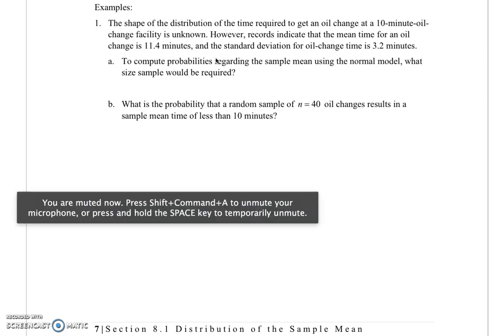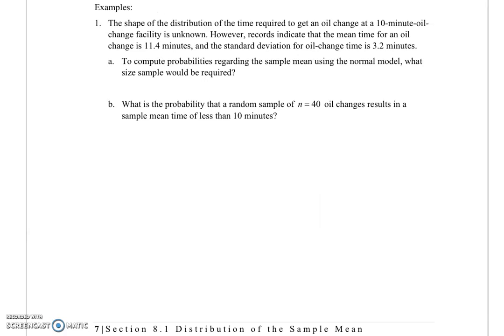Okay, let's do some examples here. In the first one, it says the shape of the distribution of the time required to get an oil change at a 10-minute oil change facility is unknown. So the shape is unknown. However, records indicate that the mean time for an oil change is 11.4 minutes, and the standard deviation for oil change time is 3.2 minutes. To compute probabilities regarding the sample mean using the normal model, what sample size would be required?